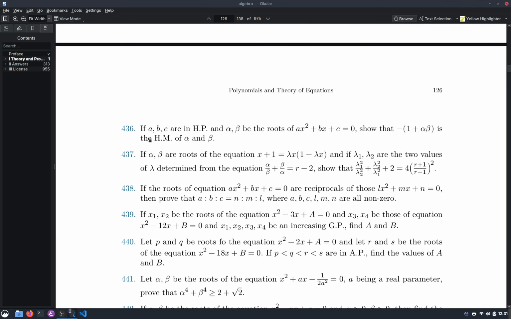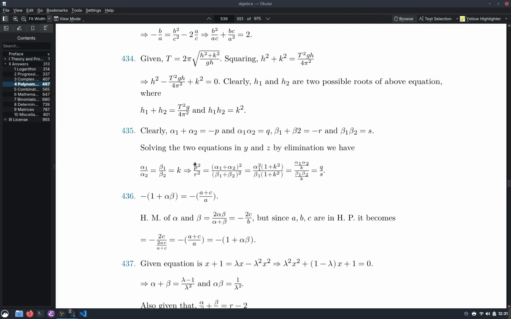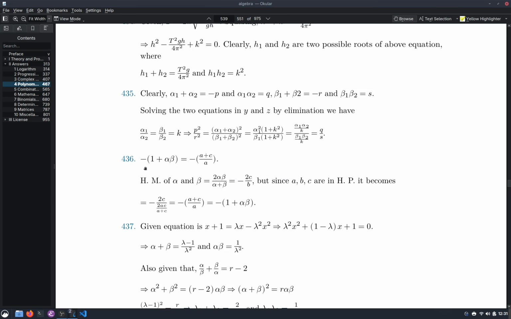Question 436 says that if a, b, c are in HP and alpha, beta are the roots of the equation ax square plus bx plus c is equal to 0, then show that minus of 1 plus alpha beta is the harmonic mean of alpha and beta. So we are given that a, b, c are in harmonic progression.